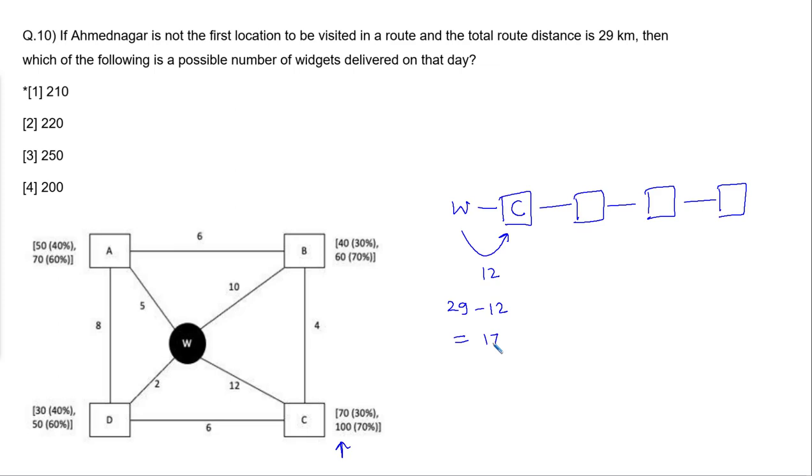Now, if you observe and take the help of the previous question solved, how can this 17 be formed? 4 plus 6 plus 7, and this 7 is nothing but 5 plus 2. So from C we need to travel distance 4 to B, and then from B we need to travel distance 6 to A, and then from A we need to travel distance 7 to reach point D. So the route that we are supposed to follow is CBAD.